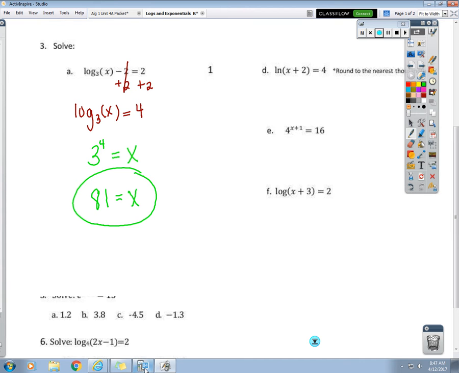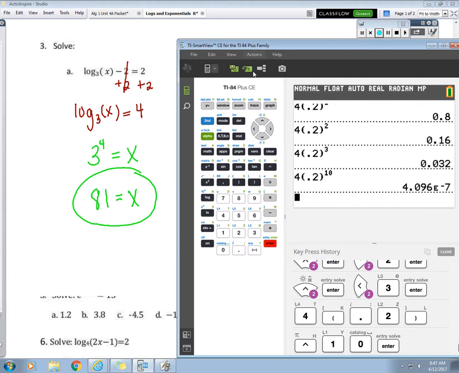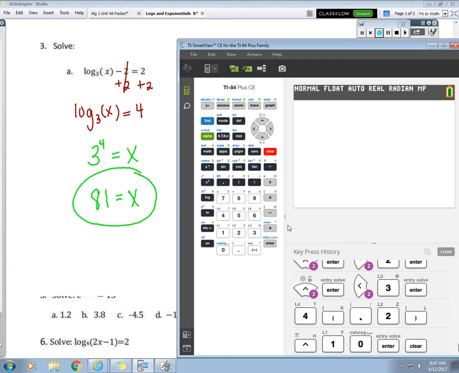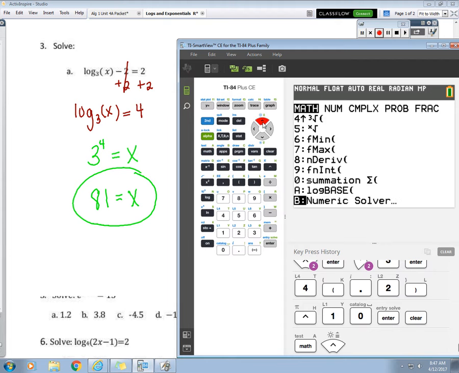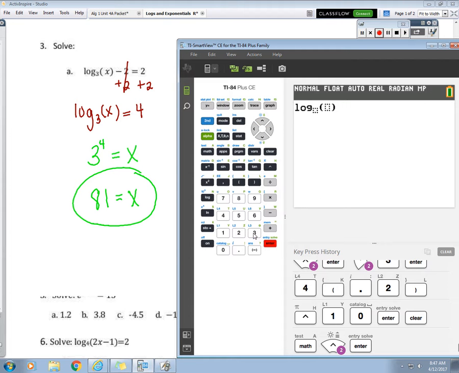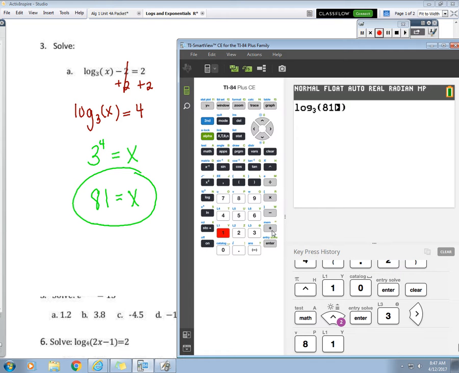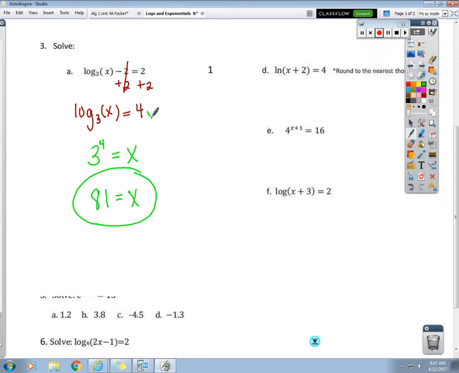Now, you can, of course, check it with your calculator. How do I type in log base? Math. And then it's at the bottom, so it's easier just to hit up to get there. Log base. If I type in 3, and then in the x place, I type in what I think x is, I'll see if I'm right. It equals 4. That means I'm right.